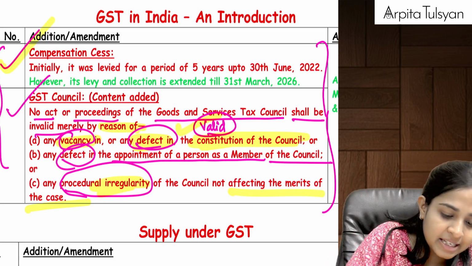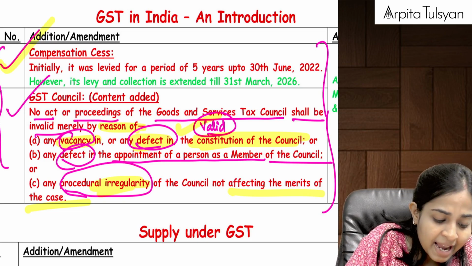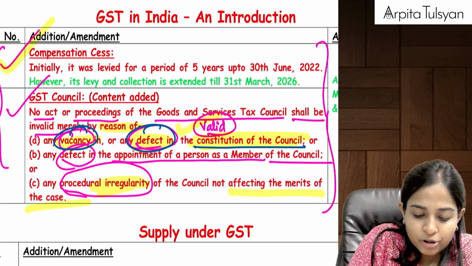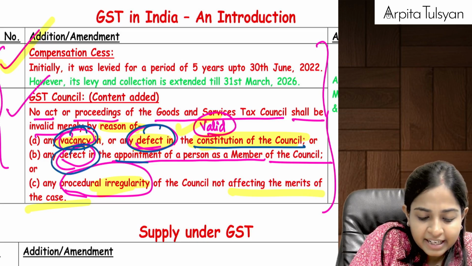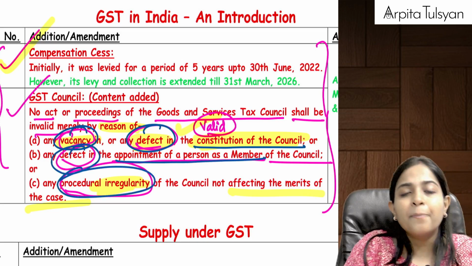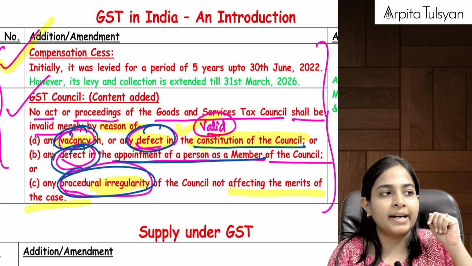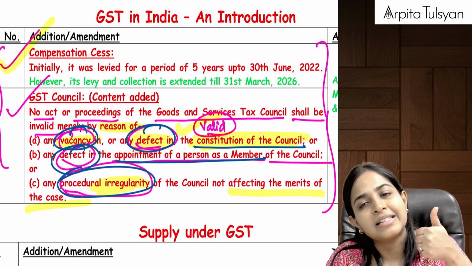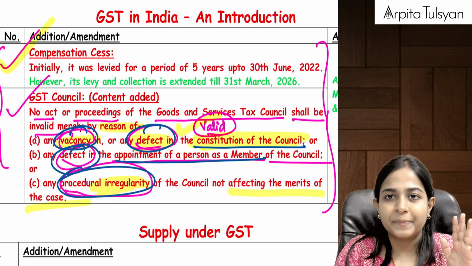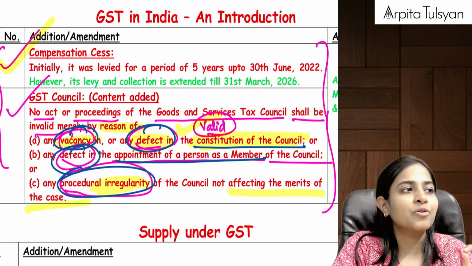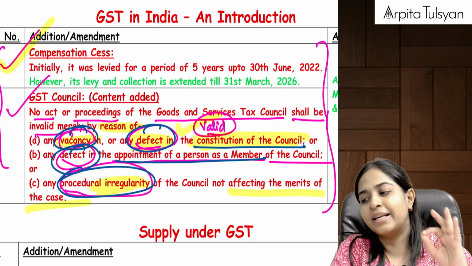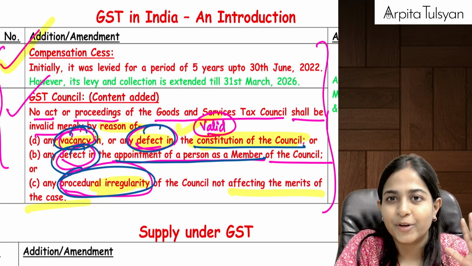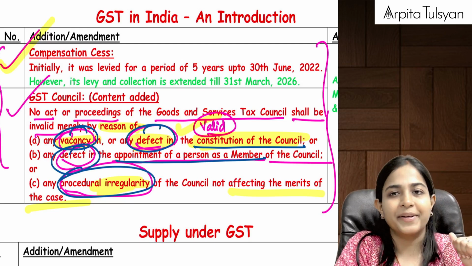Because of these three things, if you want, I'll highlight it again. Any vacancy or defect in constitution of the council, any defect in appointment of any person, or any procedural irregularity, the work done by other members of the GST council will still be considered as valid. Are you clear till here? So these are the two additions. Just make these two additions in your book.